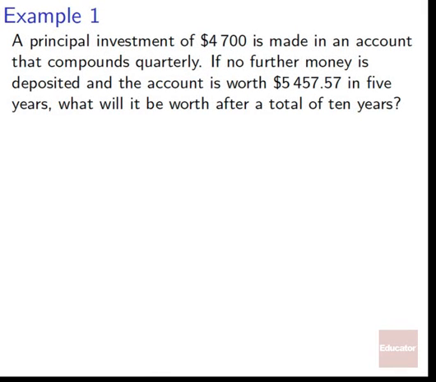A principal investment of $4,700 is made in an account that compounds quarterly. If no further money is deposited and the account is worth $5,457.57 in 5 years, what will it be worth after a total of 10 years? First thing, what kind of formula are we working with here? Well, we've got compounding but not continuous compounding, so we go and look that up. It's principal times 1 plus the rate divided by the number of times that the compounding occurs, raised to the number of times that the compounding occurs times the amount of time elapsed in years.